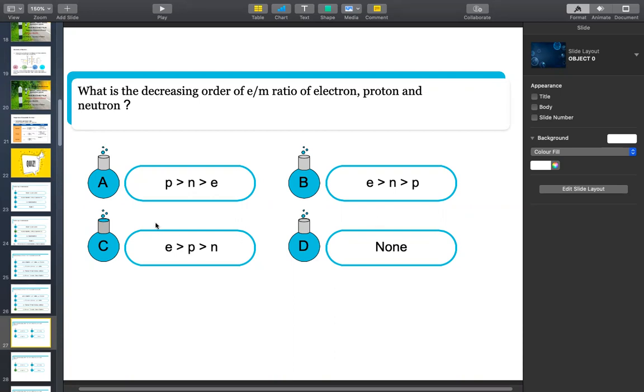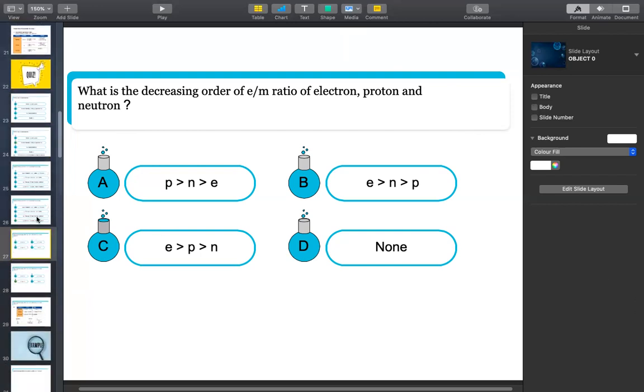Okay, fine. Which is the correct answer for this question? Most of you are giving answer B and some are writing C. If you want me to explain this question, let me know. The answer is B. Sorry, C. Any doubt? Neutron will be 0. Electron has the least mass, so the e by m ratio will be the highest.